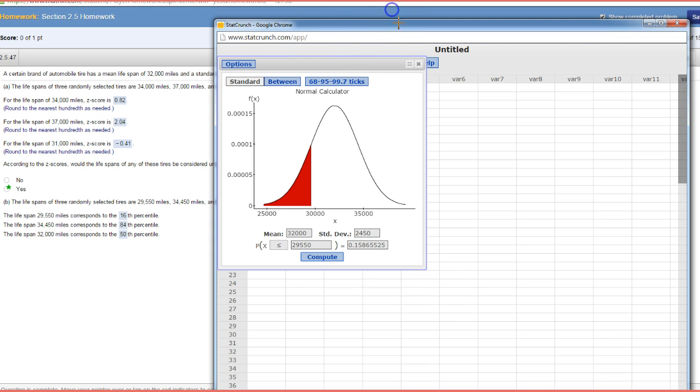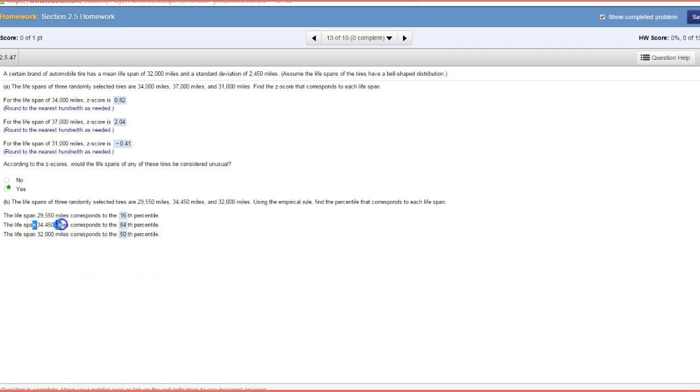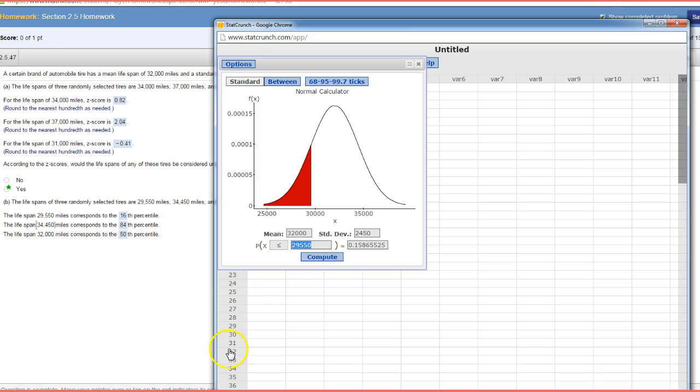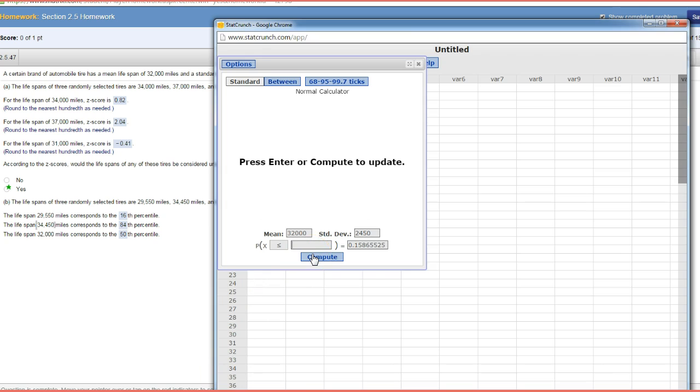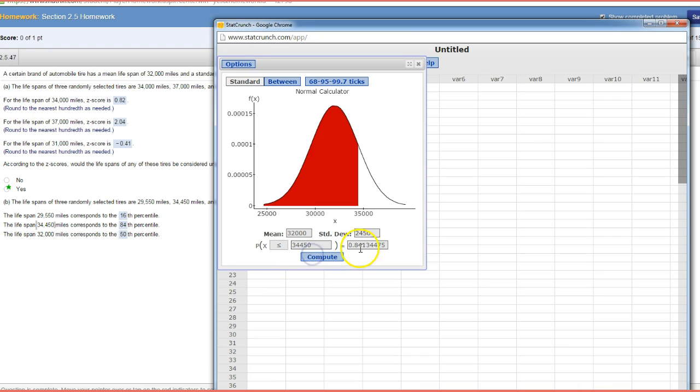All right, let's check the next one. Now I'm trying to find for 34,450. So this is delete, 34,450. Compute. 0.841, rounding off, that becomes 84%.